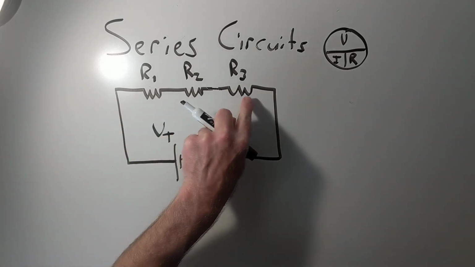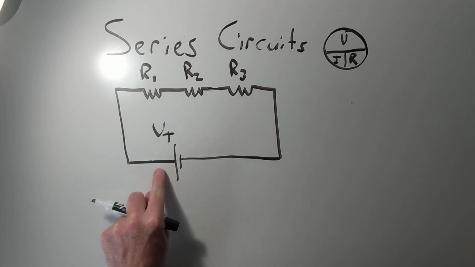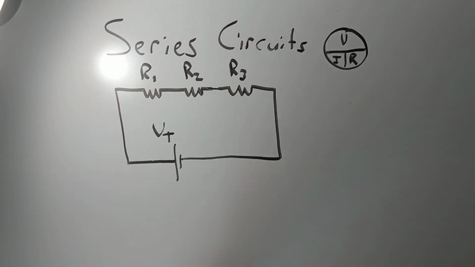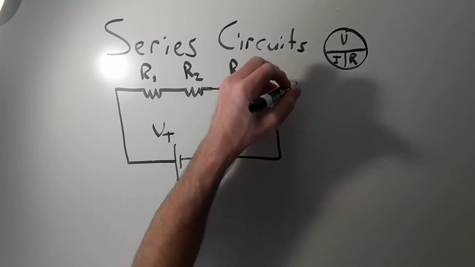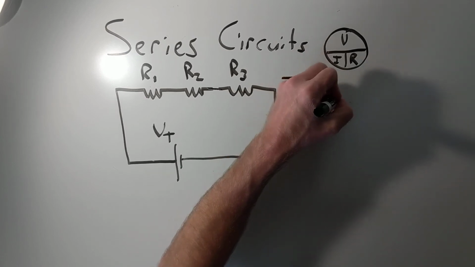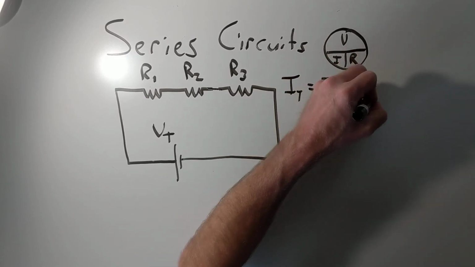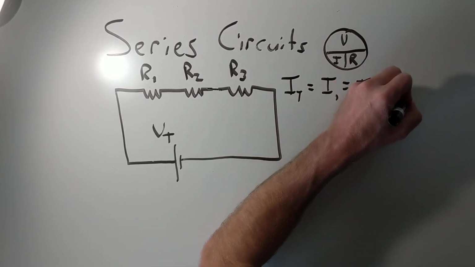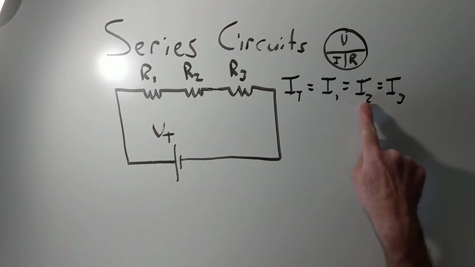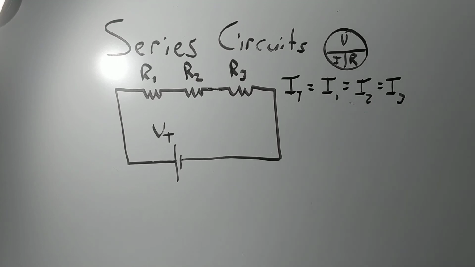But one of the properties of that, because there's only one place for current to go, it can only go through this wire, through this, and then this, is that the current in this must be the same. So the total current, the current that comes out of the battery, must be the same as the current through resistor 1, must be the same as the current through resistor 2, must be the same as the current through resistor 3. All 3 of these must have the same current going through them. There's no difference. There's only one current that goes through there.